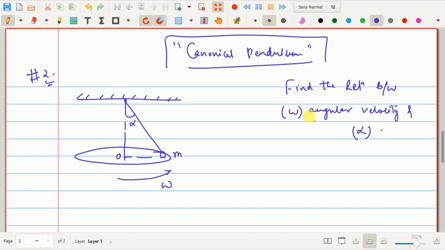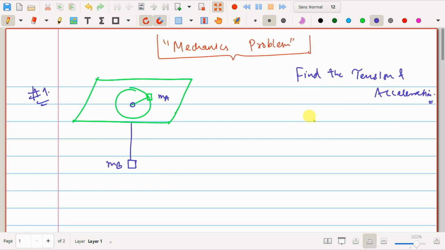M is hanging with a string and is moving in a circular motion with some angular velocity omega, and then we have to find the relation between the angular velocity omega and the angle alpha it is making. So first of all, let us solve the first problem and try to find the tension and acceleration. Well, first of all, how can we solve this problem? We will first start with the concepts.